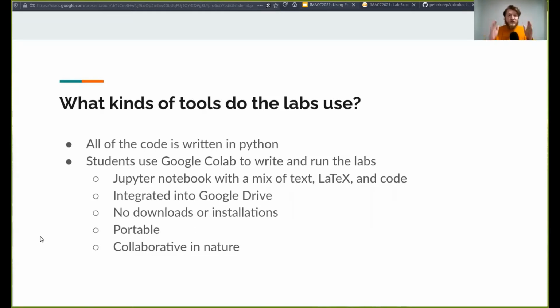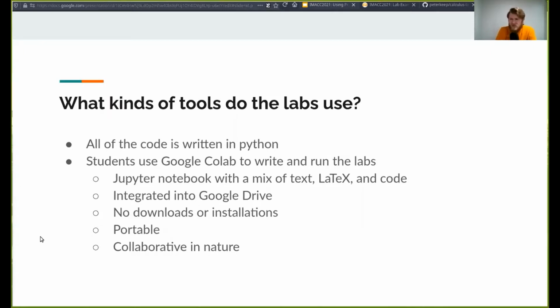Essentially, it looks like a notebook where it's got a mixture of text that you can format with Markdown. It's got LaTeX. You can include notation and math stuff in there. And then it'll have little chunks of code that you can run and it'll display outputs. It's really nice because it's built right into Google Drive. So it's portable. I don't have to walk students through downloading anything.